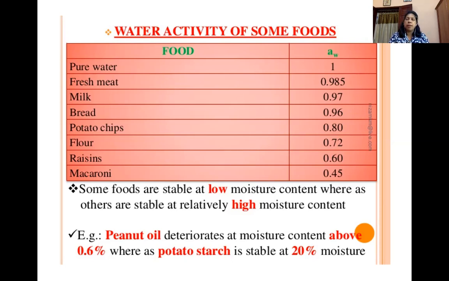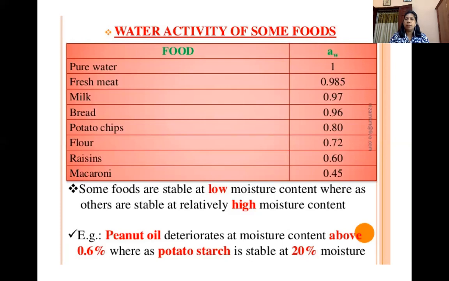Some foods are stable at low moisture content, whereas others are stable at relatively high moisture content. Now you can see some products are relatively stable even when the moisture content is high. For example, peanut oil deteriorates at moisture content above 0.6%, whereas potato starch is stable at 20% moisture, right?